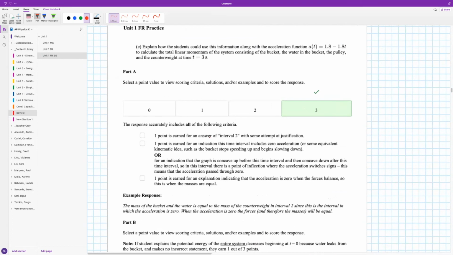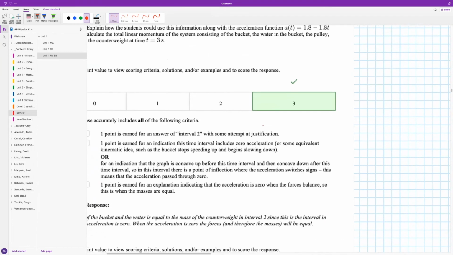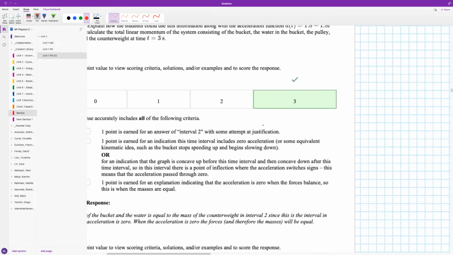Let me zoom in a little bit more so that we know what I'm referring to here. Okay. And then 1 point is earned for an indication that this time interval includes zero acceleration or some equivalent kinematic idea, such as the bucket stops speeding up and begins to slow down, or for an indication that the graph is concave up before this time interval and then concave down after this time interval. So in this time interval, there's a point of inflection where the acceleration switches signs. This means the acceleration must pass through zero.